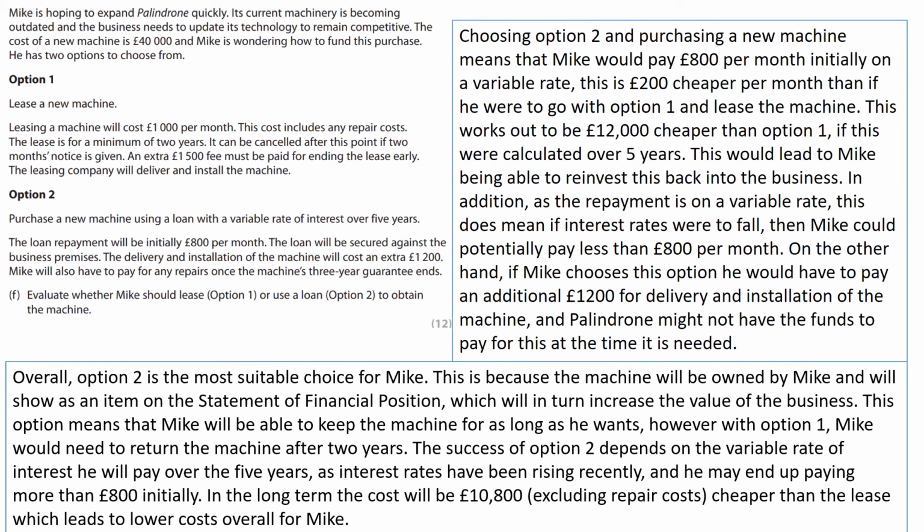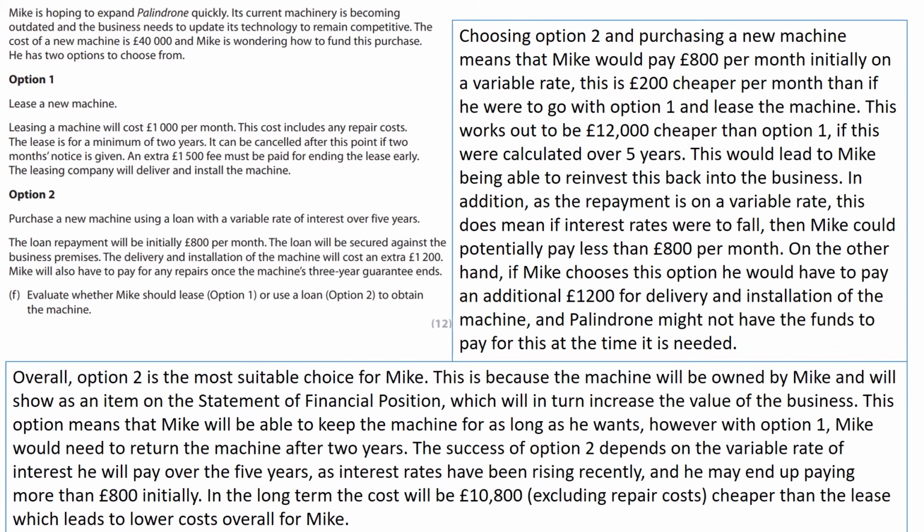The success of option 2 depends on the variable rate of interest he will pay over the 5 years, as interest rates have been rising recently, and he may end up paying more than £800 initially. In the long term, the cost will be £10,800, excluding repair costs, cheaper than a lease, which leads to lower costs overall for Mike.